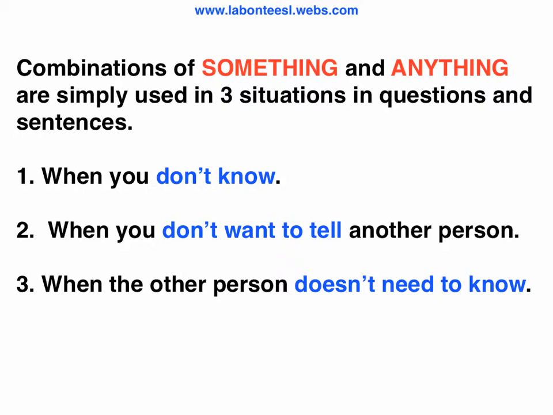Combinations of something and anything are simply used in three situations in questions and sentences. 1. When you don't know. 2. When you don't want to tell another person. 3. When the other person doesn't need to know.